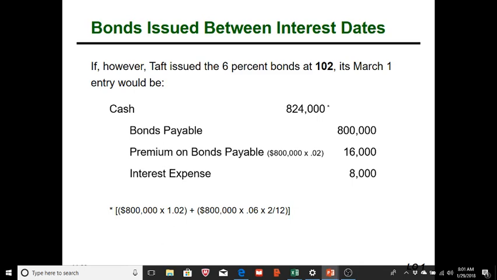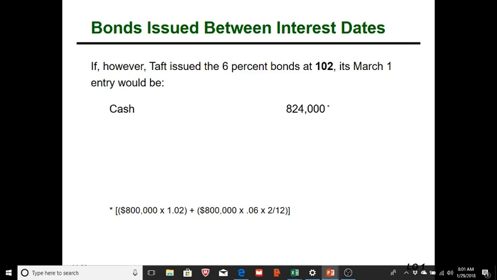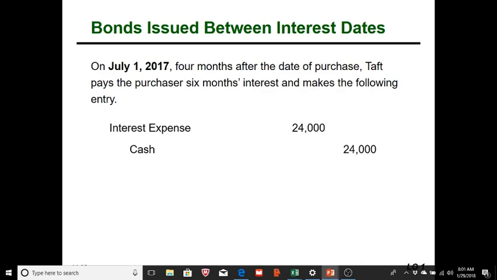Now, their interest payment would be the same as the prior slide. On July 1st, 2017, they would pay out the 24,000 in interest expense and they would have the cash. The only difference would be that they would need to amortize their bond premium accordingly.